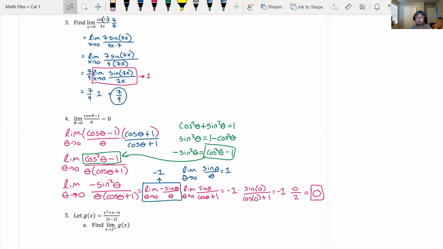So, did we prove that this limit is actually equal to zero? And that answer is yes, this limit's zero. Okay, awesome.